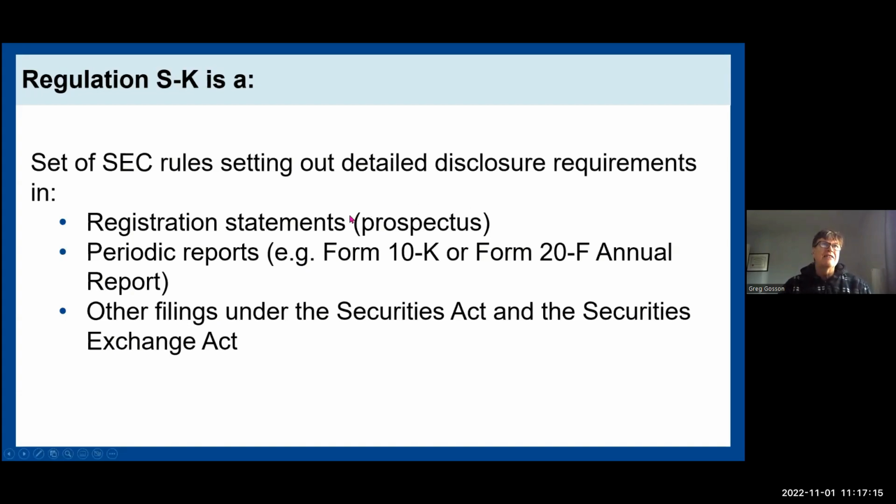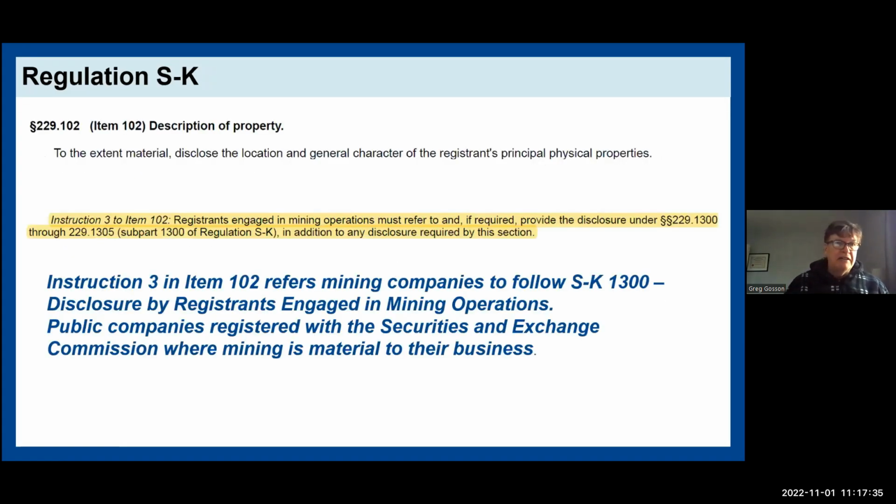So Regulation S-K is a set of rules setting out detailed disclosure requirements in forms and documents that you'd be filing with the SEC under both the Securities Act, which would be registration statements, and the Securities Exchange Act, which would be these periodic reports, 10Ks, 10Qs, things like that. So if you go down to Item 102 on description of property, this is for all companies, not just mining companies, but any company that has a physical property has to follow a description of content of things regarding that property.